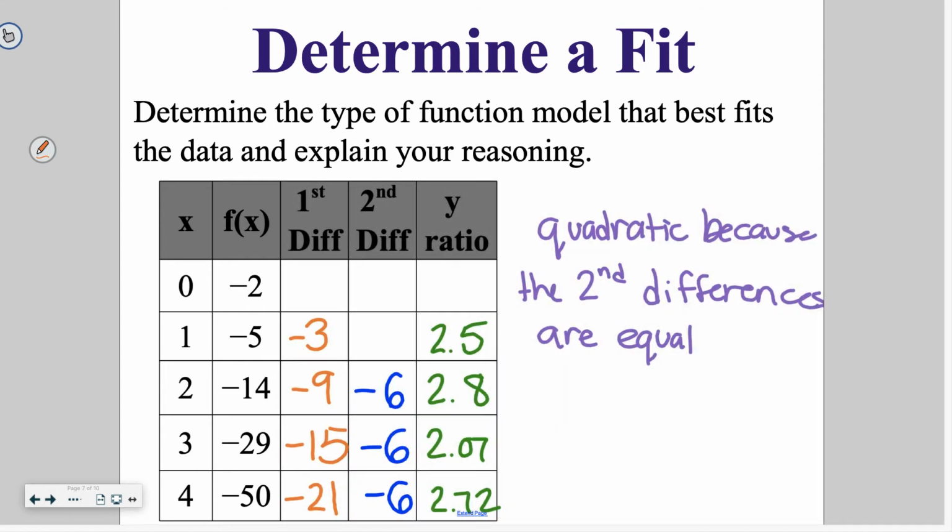So you can see my first and second differences. And when I get to the second differences, it is quadratic. So technically, you did not have to do the y ratio part. I just put it out there to show you that it does not work, that the only one that's consistent is the quadratic. But once you got that quadratic answer, you did not have to actually show the y ratios.